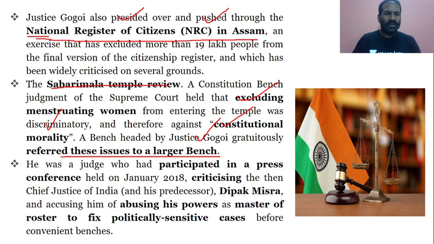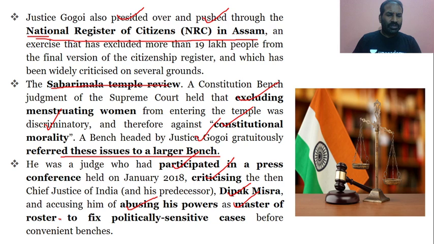And then he was also a judge who participated in a press conference wherein he criticized the former Chief Justice of India, Deepak Mishra. He criticized him because he was accusing him of abusing his powers. Ranjan Gogoi accused Deepak Mishra of having abused his powers as master of roster to fix politically sensitive cases.